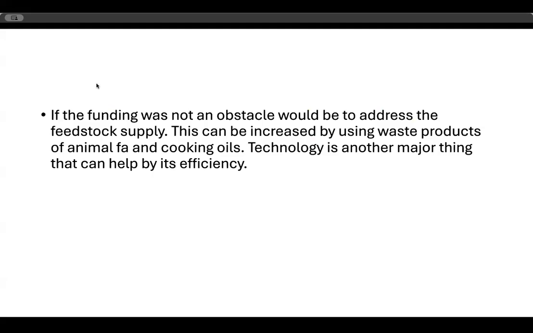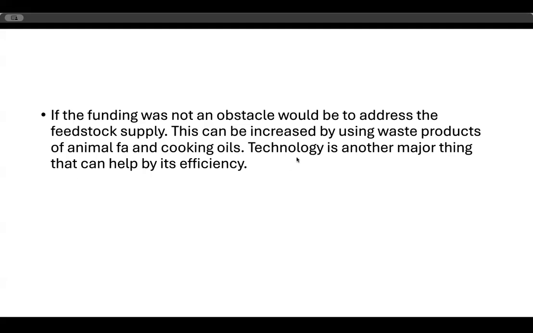Okay, let's say there's a scenario that funding was not an obstacle, that we could produce however much biodiesel and have everything available. If we had this unlimited amount of money, then I would have to address the feedstock supply so that we're able to produce more. And a way that we can have this happen is by using waste products of animal fat and cooking oils.